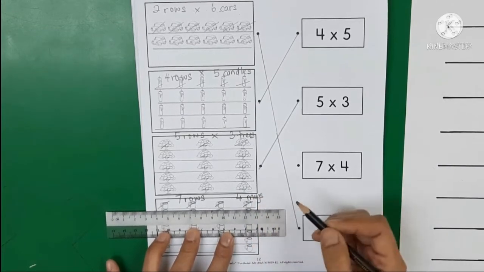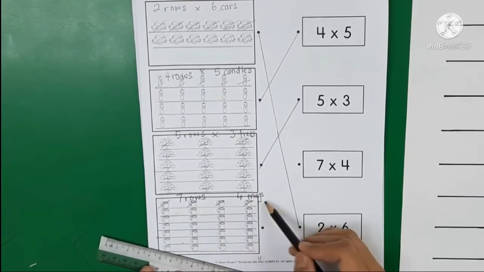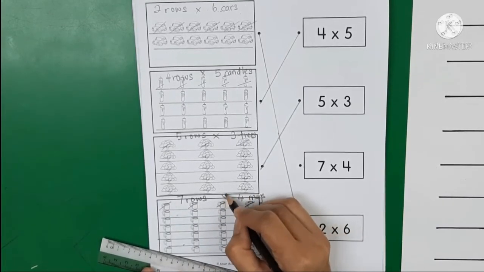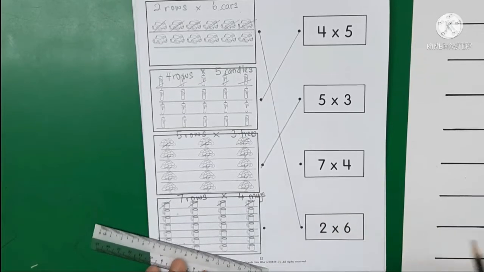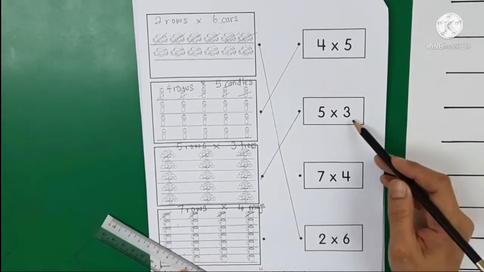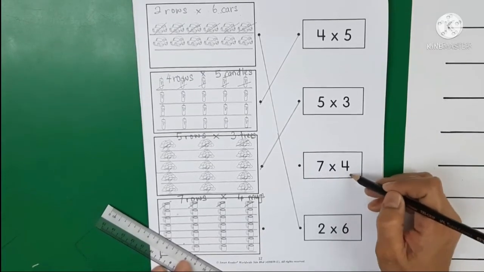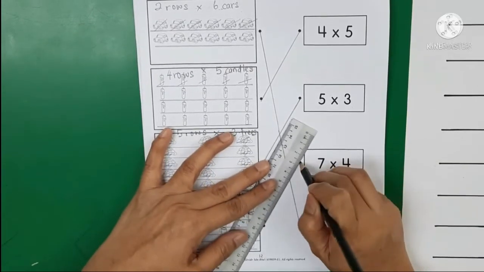So the equation is 7 rows times 4 mugs. 7 times 4. Which one is the equation? Is this 7 times 4? No. Is this 7 times 4? Yes. Good job. Match the equation.